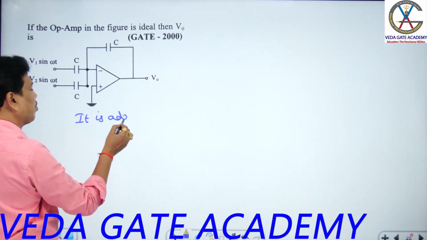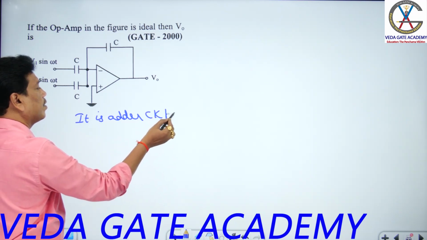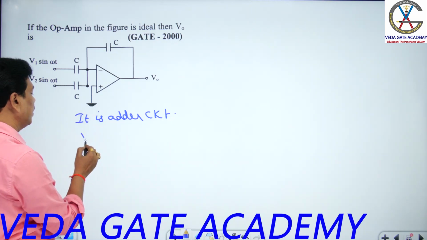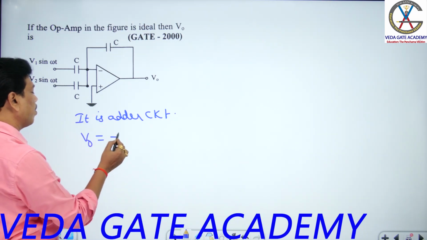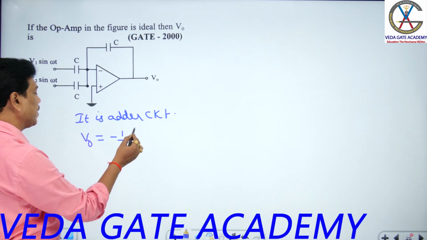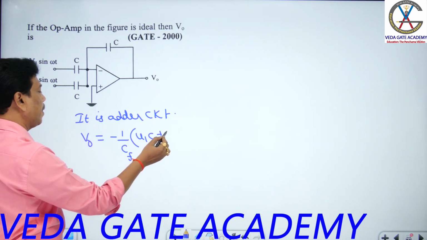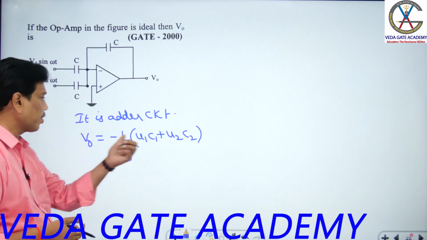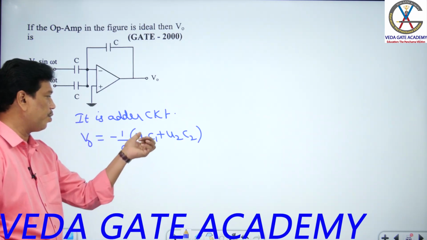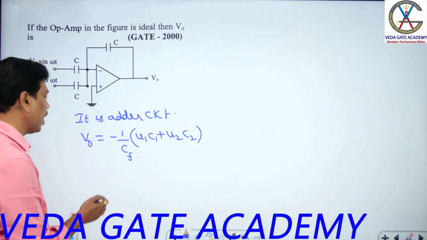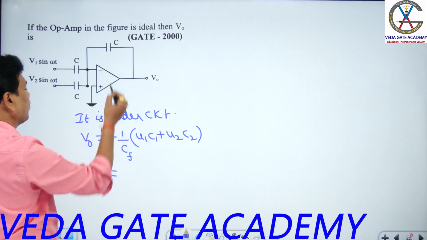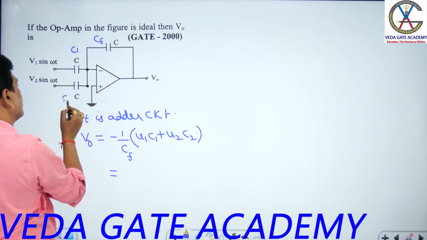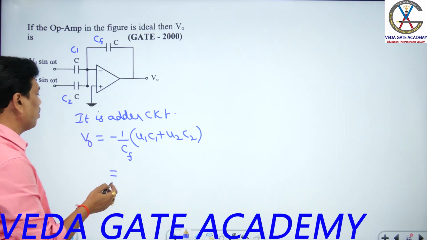It is an adder circuit, I told you already, students. You know the formula for a summing amplifier using capacitive impedance. V naught equals minus 1 by Cf into (V1 C1 plus V2 C2). Already I told this. So adder circuit condition: minus 1 by Cf into (V1 C1 plus V2 C2). What is Cf? This is Cf, this is C1, this is C2. So Cf equals C.